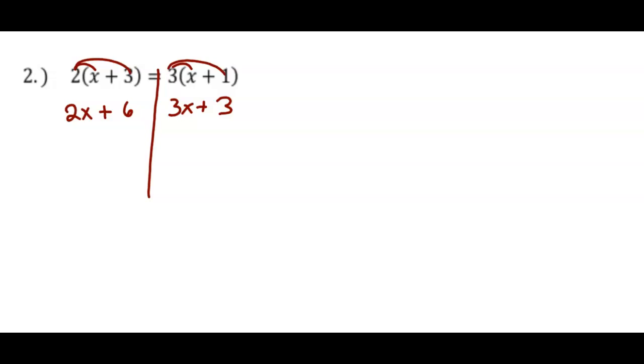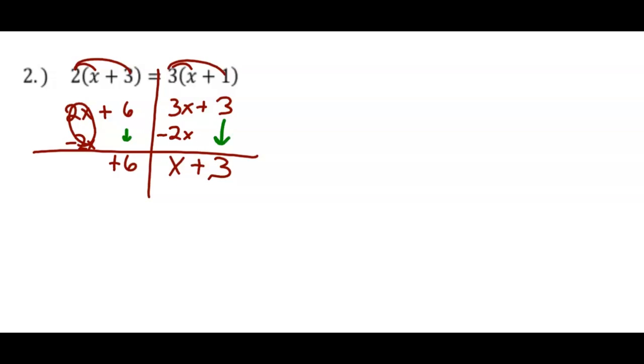Now I'm back at step 1 from the last problem. Which of these is smaller, 2x or 3x? Because I want to move my x's first. 2x is smaller than 3x, so I'm going to move my x's over to this side. What do I have to add to my 2x to zero it out? I have to add negative 2x. My negative 2x's will zero out. I'll bring down my 6. I'll bring down my 3.